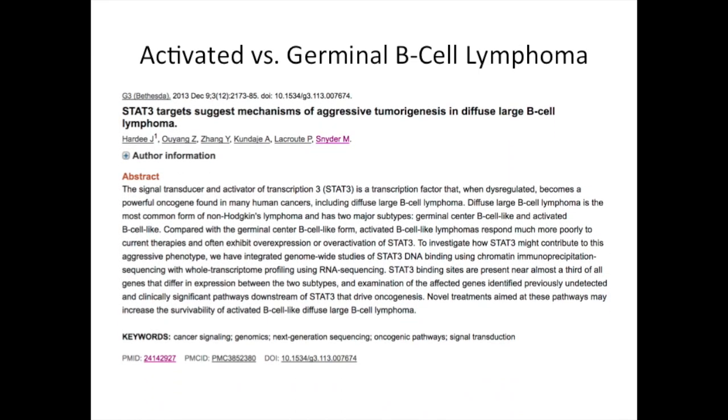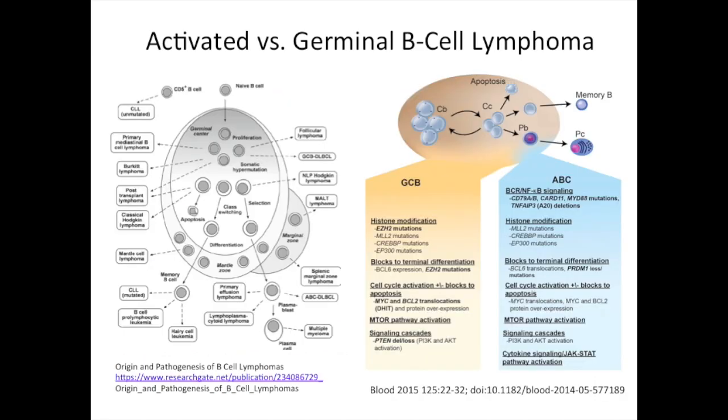So again, here's our experimental setup, activated versus germinal B-cell lymphoma. This is the paper that we're going off of. Again, this is a process.